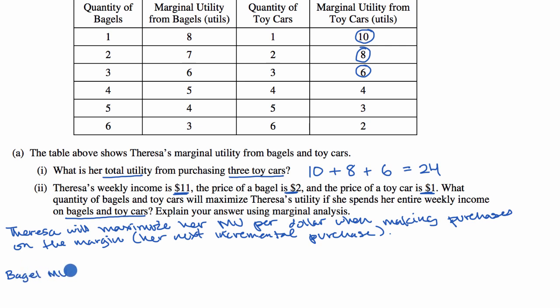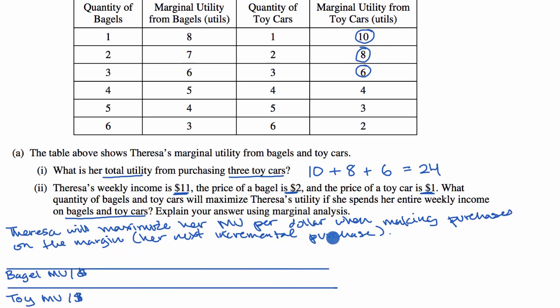marginal utility per dollar. That'll be one row here. And then we could write car or toy marginal utility per dollar. And then let me set up these rows right over here. And then we could think about it for the first one, for the second one, for the third one, for the fourth one. Let's see, we go up to 6. Fifth one, and then we go to our 6th one.